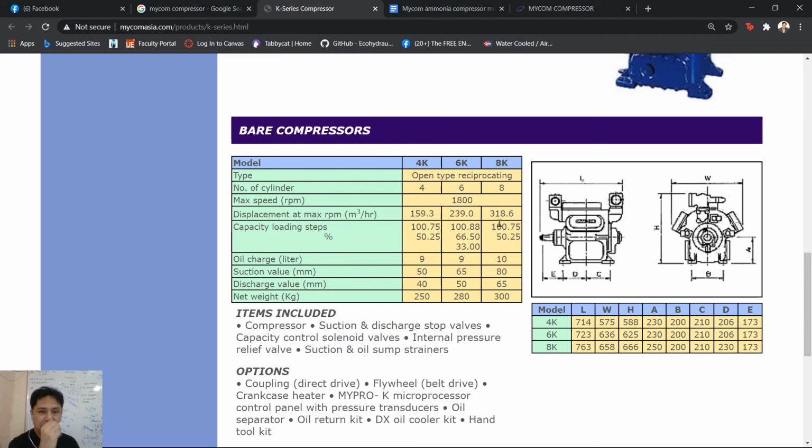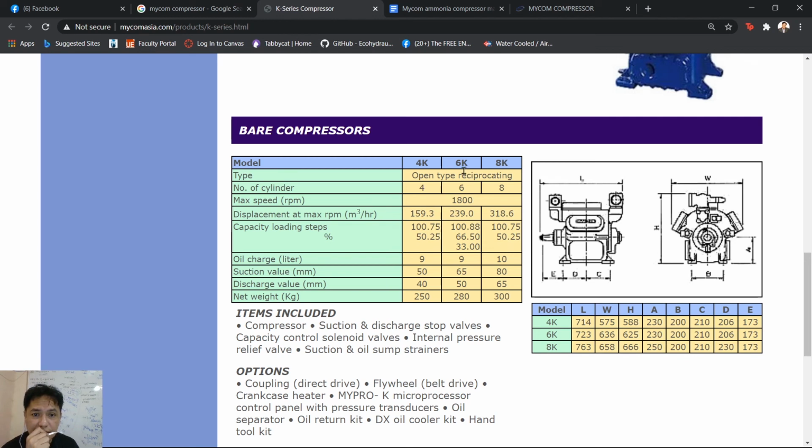What can you observe from the volume? As the number of cylinders increases, no? Habang dumadami yung cylinders, halimbawa, apat na cylinder, ang kaya niyang hangin ay 159 bawat oras.